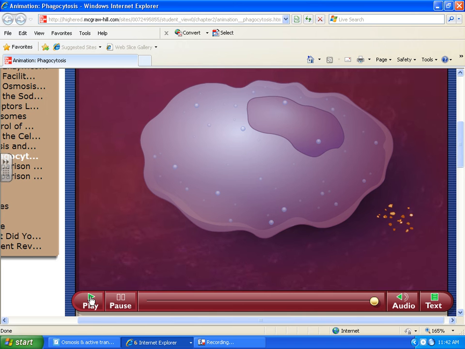Okay, there we go. So exocytosis is basically taking out the garbage. So we've got some sort of vesicle. It moves closer, closer, closer. Dumps whatever it is outside the cell. Big amounts. So you don't have to take a little bit at a time. Okay, questions on that?